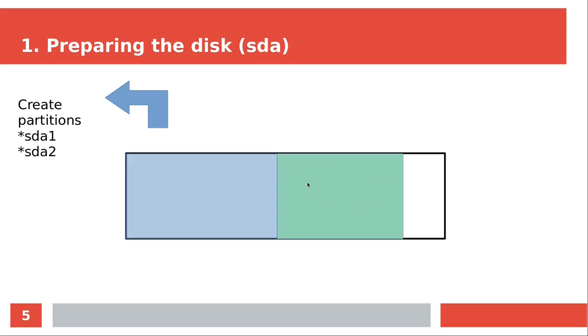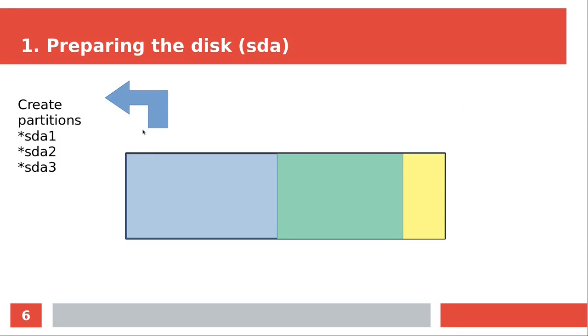That's the green part here. And we create a third partition that's called SDA3, and you can see it here at the end in yellow. This is only an example. You can create other partition tables as you like.